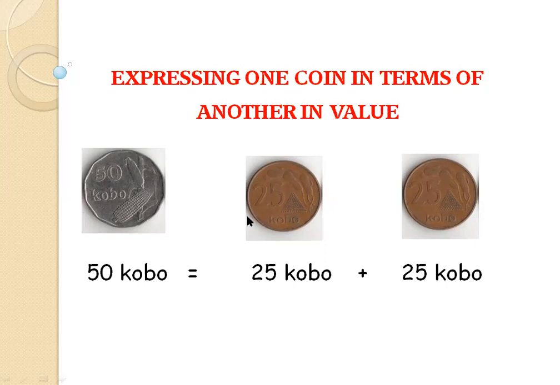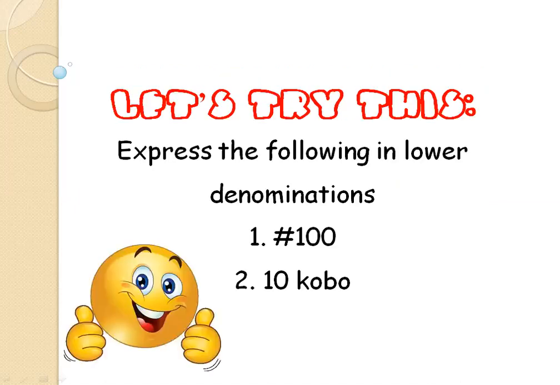So I can break down in any way, any form I decide to do it. But I decide to use 25, 25. So use whatever you think is convenient for you. Just know that when I'm expressing one coin in terms of another, it's the same thing as breaking it down into smaller denominations or smaller units.